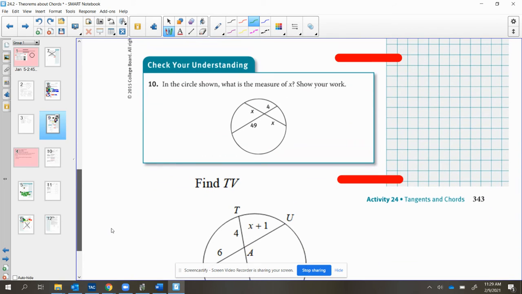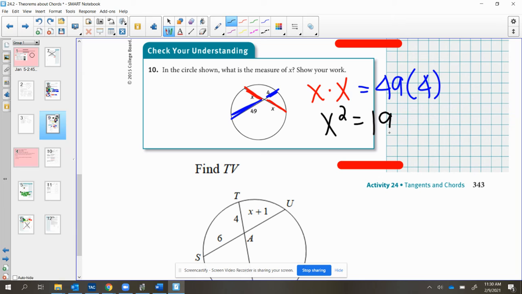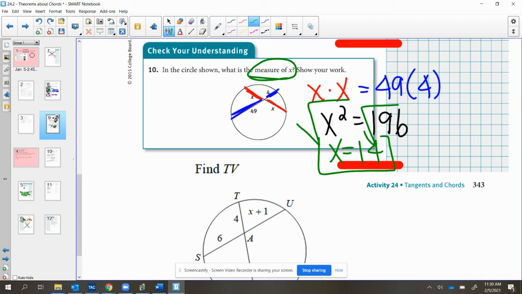Okay, so to kind of take some practice then finally with, again, the chord theorem. Again, we want small piece times small piece of one of our chords to equal small piece times small piece of the other. So x times x is going to equal 49 times 4. Well, x times x is x squared. 49 times 4 is 196. And if we square root that to find the measure of x, we end up with x equaling 14. Okay.